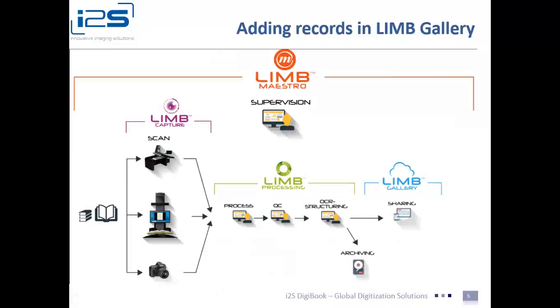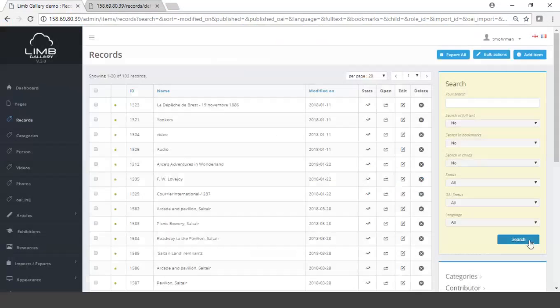This overview video is to show the power yet ease of use in adding records into Lim Gallery. In the back office or administrative module of Lim Gallery, all items can be found under the Records menu option. Within a record is where all the metadata is stored. Here's an example using Alice's Adventures in Wonderland.